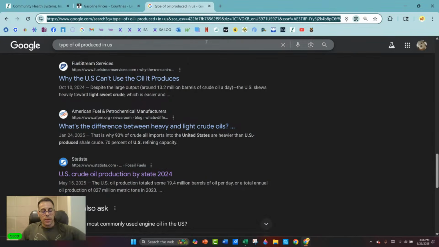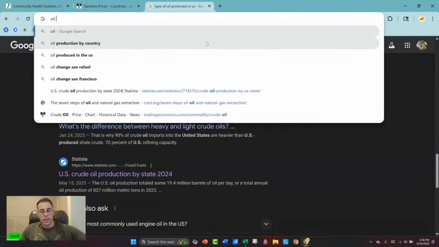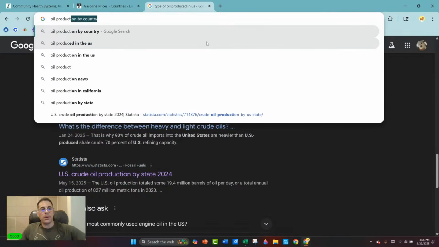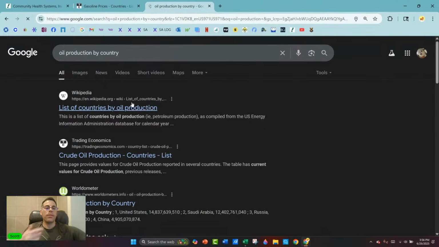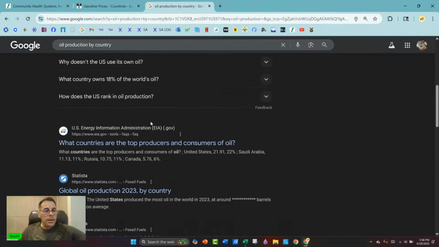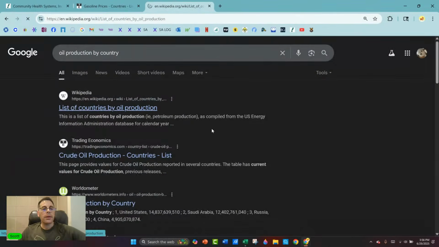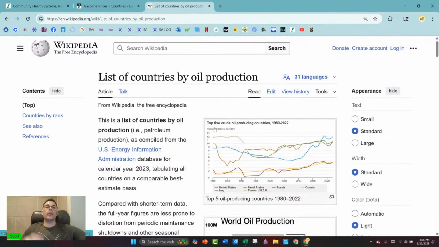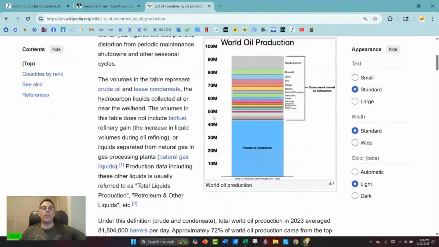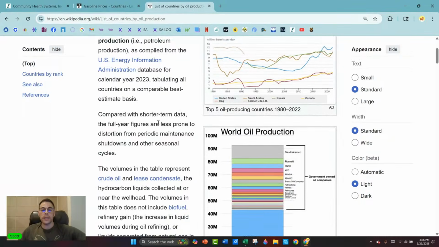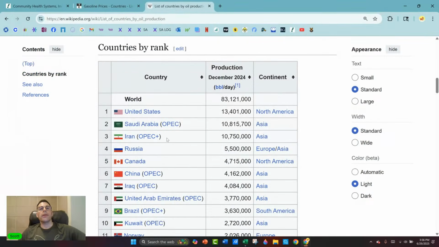Okay. Oil production. I'm still stuck on the oil by country. You ever have when you have a thought and you can't think of it and it drives you crazy? Oil production by country. We weren't at the bottom of the list in terms of producing oil, but we were nowhere near the top of the list for thousands of years. It's always been the Middle East. Now we're number one.